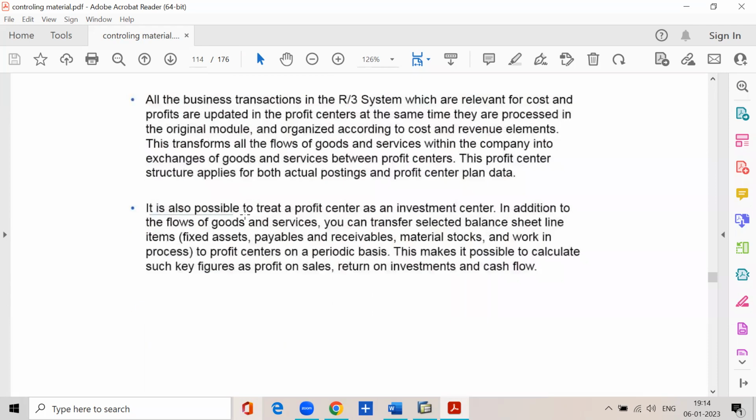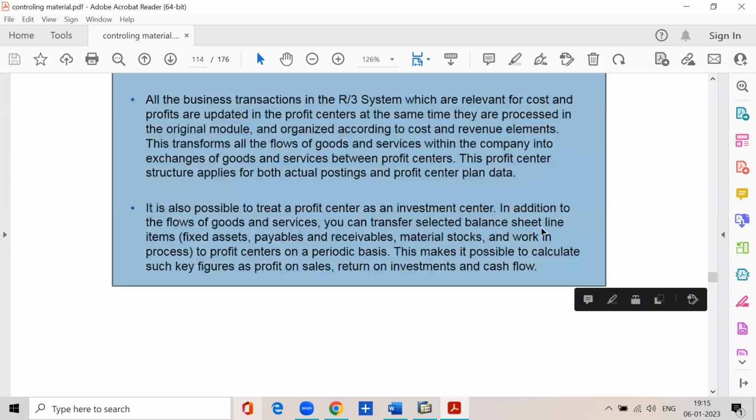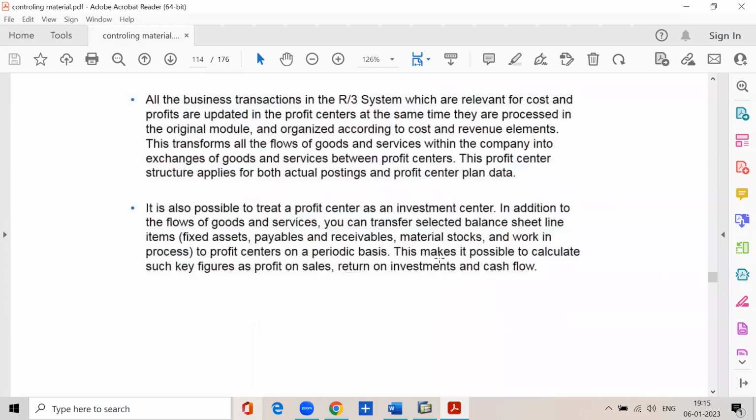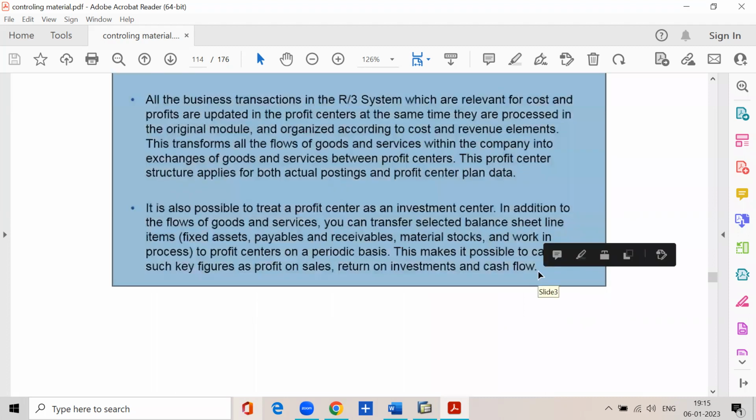It is also possible to treat a profit center as an investment center. In addition to flows of goods and services, we can transfer selected balance sheet line items like fixed assets, payables, and receivables to the profit centers on a periodic basis. This makes it possible to calculate such key figures: profit on sales, return on investment, and cash flows.